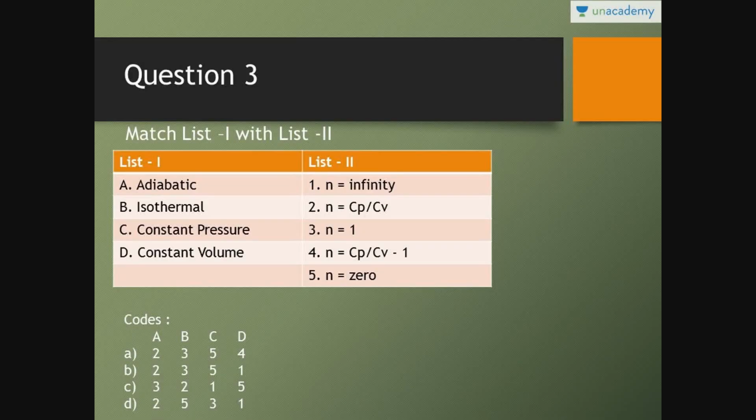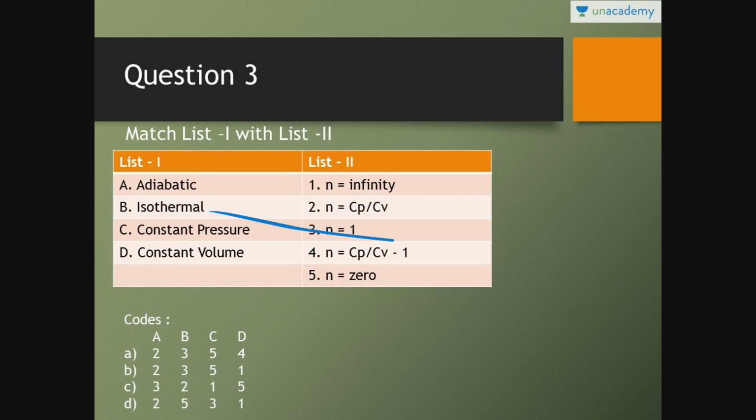Third question, match the list. Go through the previous lesson, and then obviously you would be able to solve this particular problem. For adiabatic, the value of n is gamma, that is Cp by Cv. So for A, it is 2. So C is not there. Either it is A, B, or D. For isothermal, the value of n is 1. Now, no C, no D. Either it is A or B. For A, it is 2. For B, it is 3.